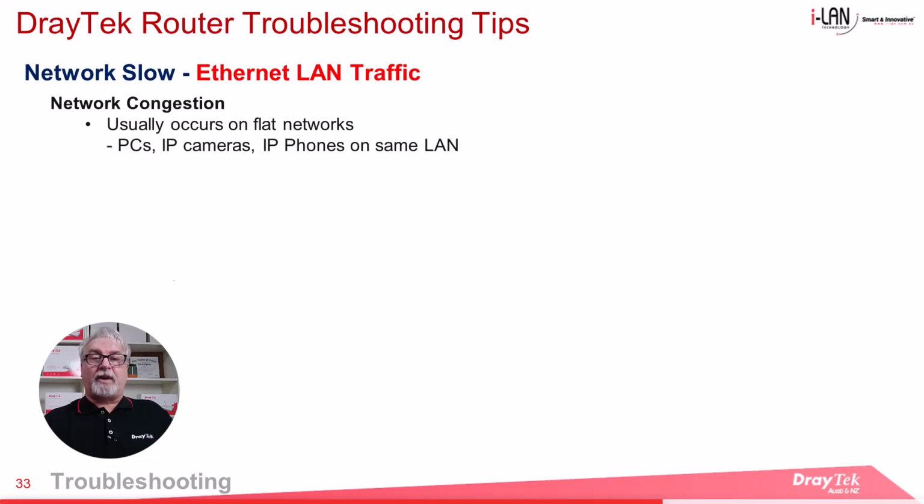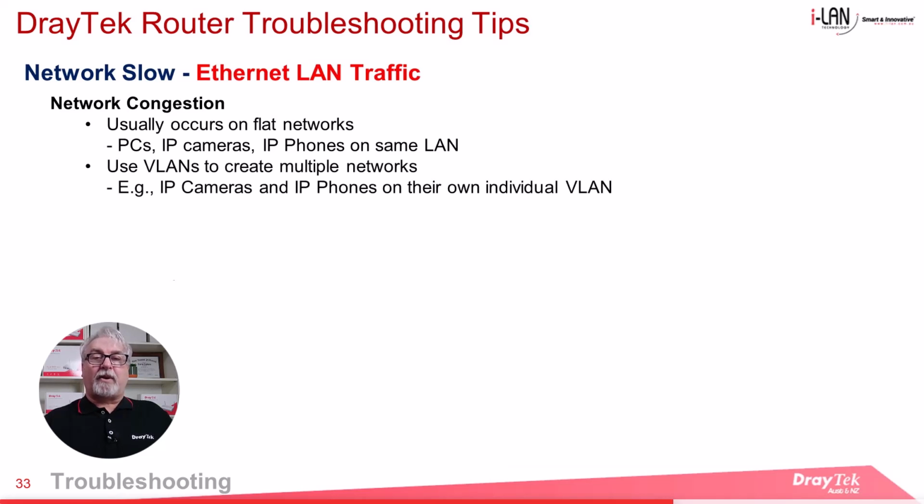One of these is network congestion caused by all devices being placed on a flat network. This is where they all share a common connection to the router. For example, IP cameras usually generate a huge amount of traffic, and when they're combined with the PC network and IP phones, you might notice that PCs seem slow and phone voice quality is pretty ordinary. The solution here is to create multiple VLANs and place IP cameras in one network and IP phones in a separate network. You should see an immediate improvement in performance.